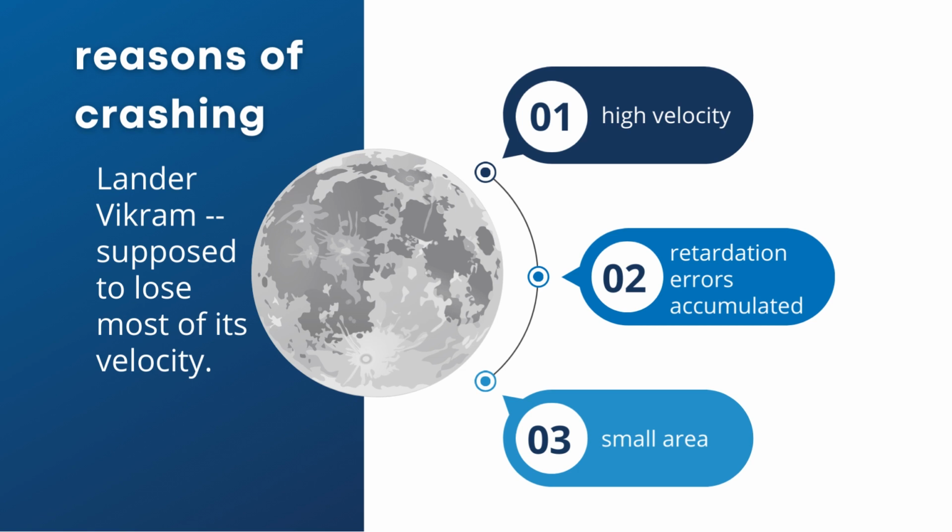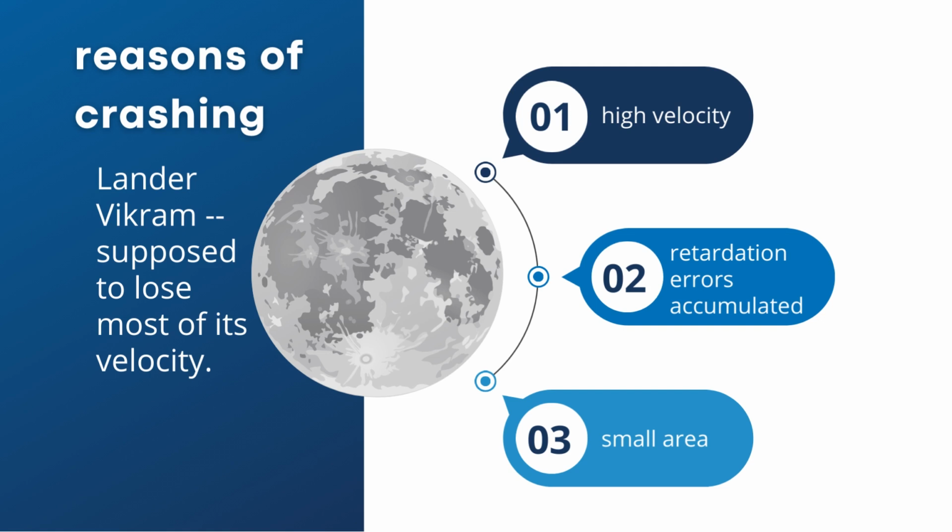If we talk about this in more detail, as per the plan of ISRO, the lander Vikram was supposed to lose most of its velocity by the time it was nearly 400 meters from the lunar surface, from the surface of the moon. So when it was about to reach the moon, at a distance of 400 meters, the lander Vikram was supposed to lose most of its velocity, that is speed. However, what happened? The lander crashed, or made a hard landing or harsh landing, on the moon surface. What is the reason for it? The reason is its high velocity. It was supposed to have no velocity at the time of descent, but instead it was having high velocity. That is one of the reasons for the crash.